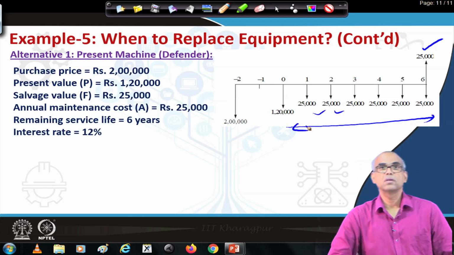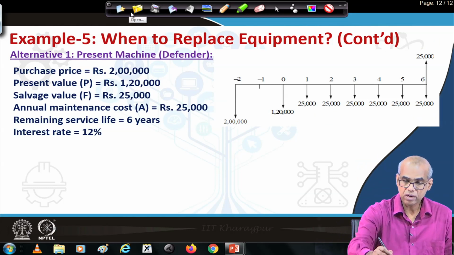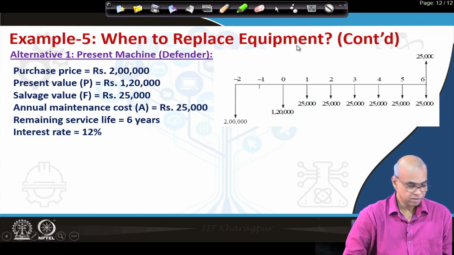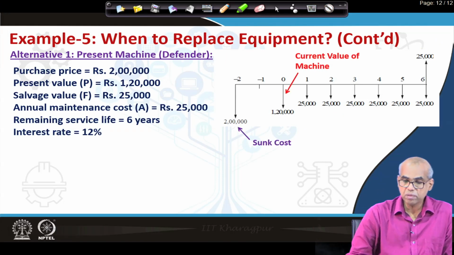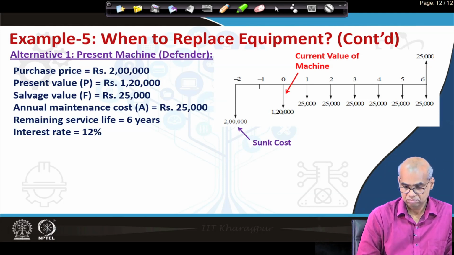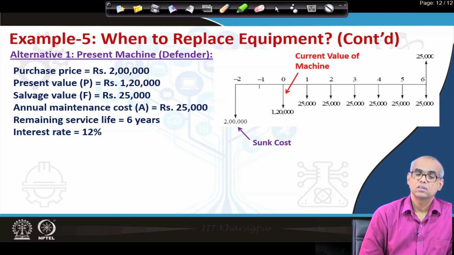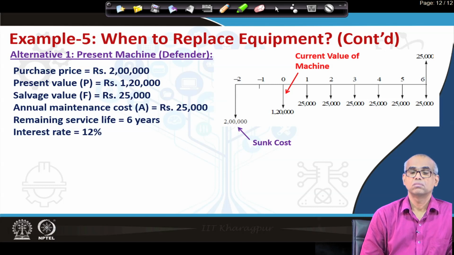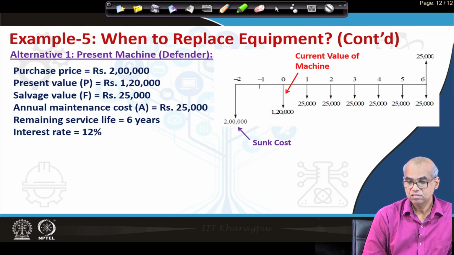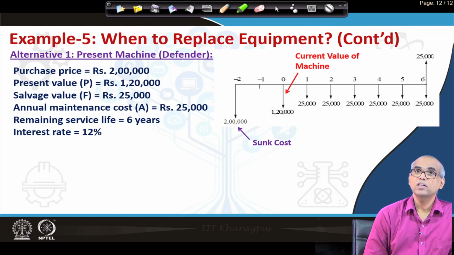Interest rate is 12%. Now, we need to understand one thing here, that the current value of the machine is 1,20,000. So, that is my time t equal to 0, and the purchase price of 2 lakhs rupees is a sunk cost which was invested 2 years ago, and this sunk cost will not be considered in the calculation of economic evaluation. So, economic evaluation will be based on the current value of the machine, 1,20,000.